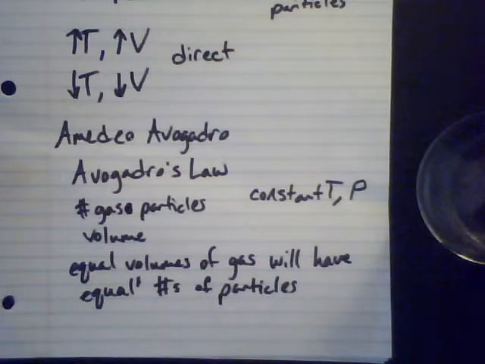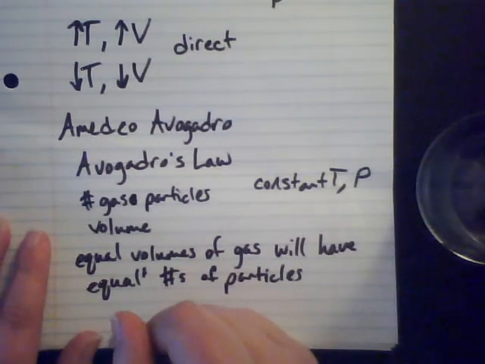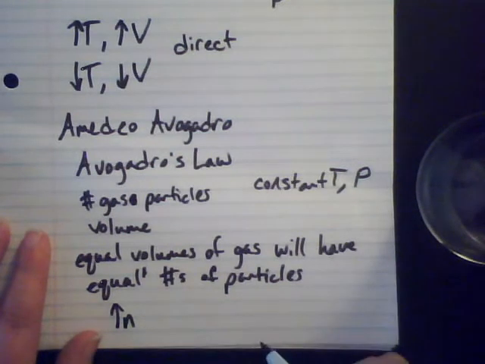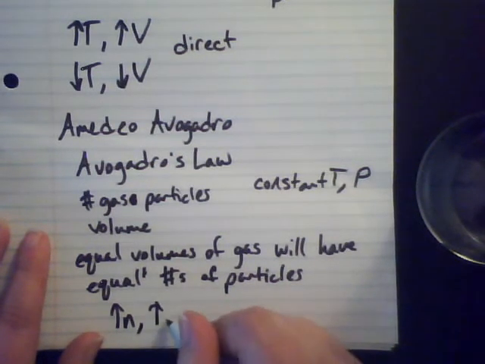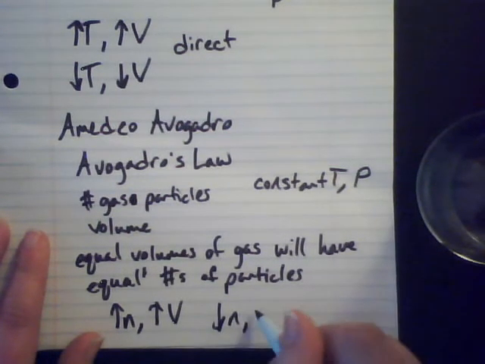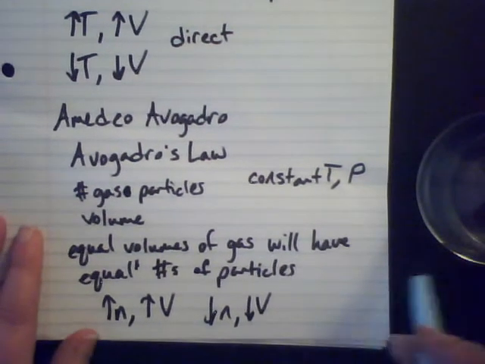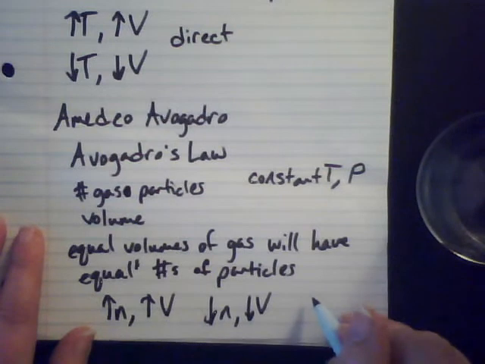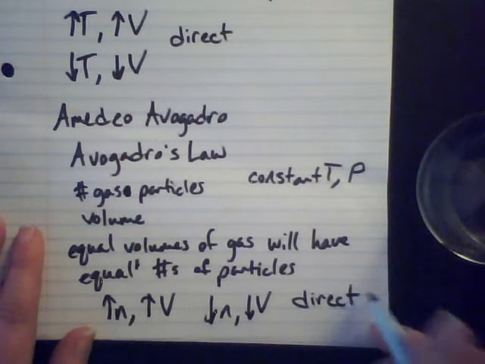Okay, and what we can kind of pull from that, if we're talking about these direct relationships then, is if you change the volume of gas, then you have to change the number of gas particles. Or rather, if you increase the number of gas particles, that will increase the volume of the gas. Or if you decrease the number of gas particles, then you have to decrease the volume of the gas. So it kind of looks like this. I'm going to use N for number of particles. And so when you increase N, you increase V. And vice versa. When you decrease the number of particles, you decrease the volume. So again, this looks a lot like what we saw in Charles's law. So this is a direct relationship as well.